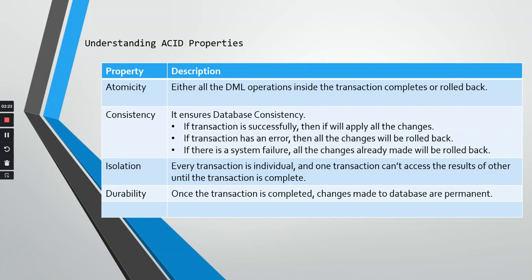What is isolation? Every transaction is individual, and one transaction can't access the results of another until the transaction is complete. For example, there is an employee table and my transaction one is accessing that table, and the transaction is still going on. At the same time, if a second transaction tries to access the employee table, it would not be allowed. The data of the employee table for that transaction would be isolated, and it would not be allowed to be accessed until my transaction one gets completed.